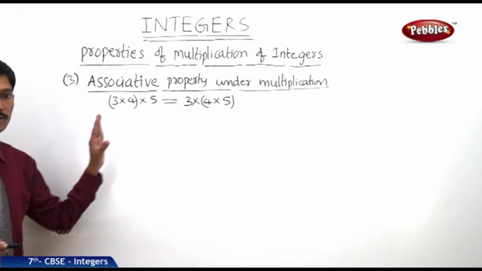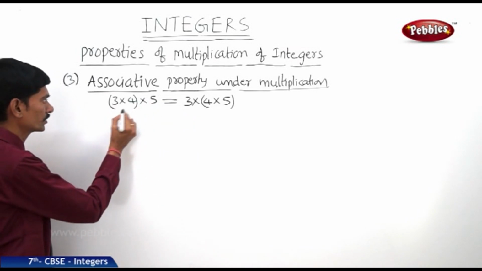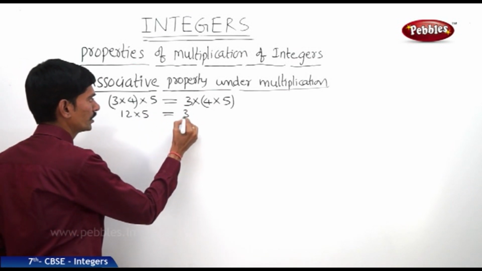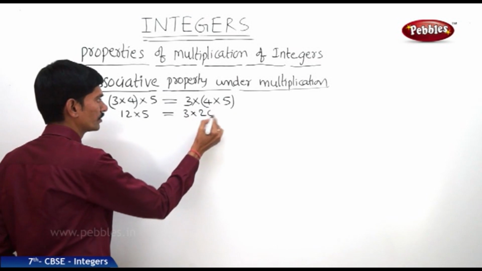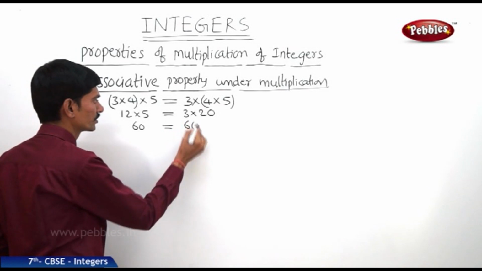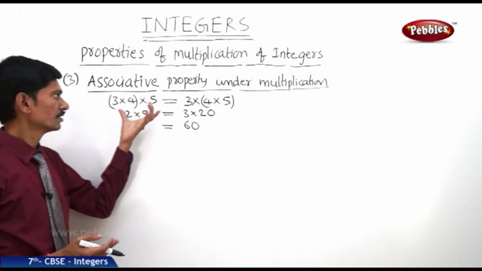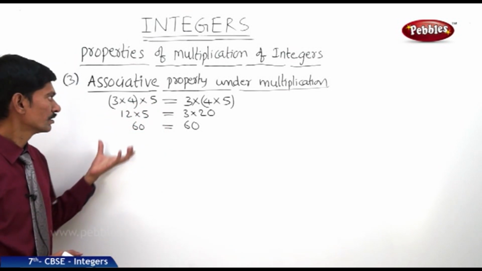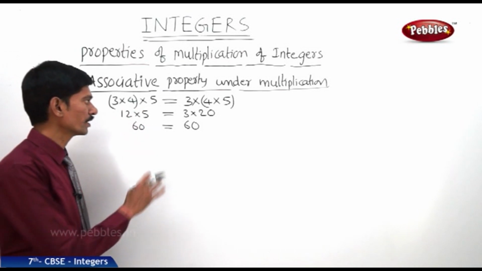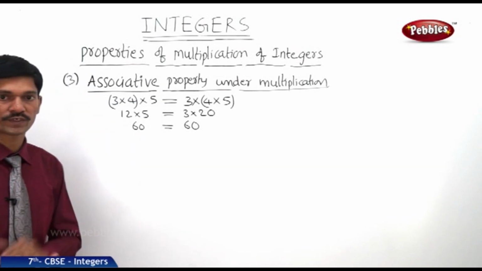Now whether we get the same product in both the cases or not, let us see. Now 3 4s are 12 into 5. This equals 3 into, so 4 into 5 is 20. Now 12 5s are 60. So this equals 3 20s are 60. So we got the same product. Means if you multiply 3 whole numbers by taking any two whole numbers in a group and multiplying, we get the same product. Now is it applicable in the case of integers or not?